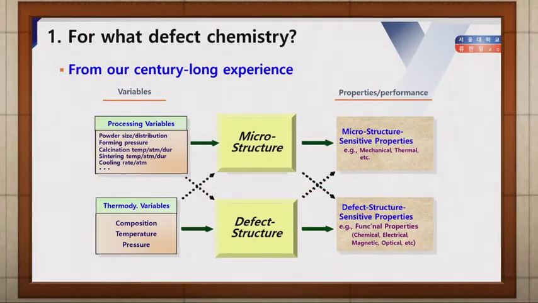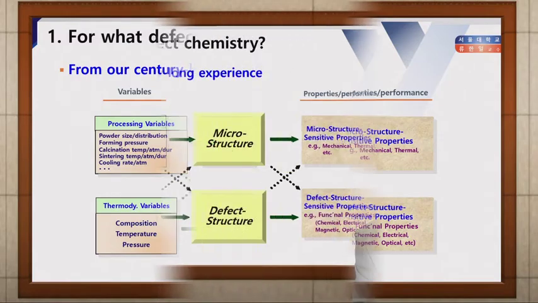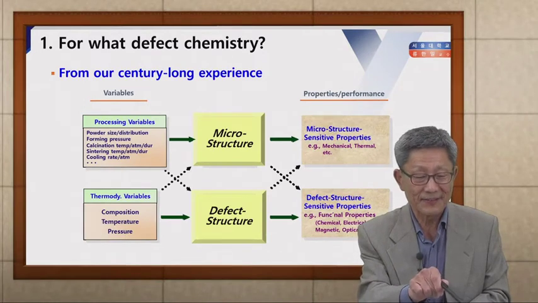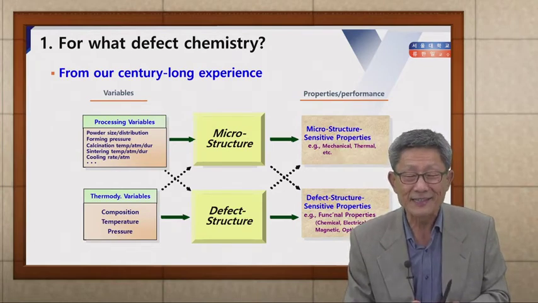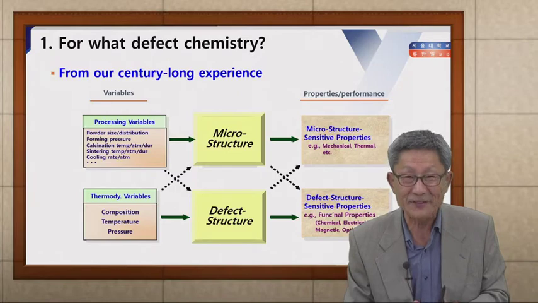not so directly, but implicitly or indirectly affects the microstructure properties. Even thermodynamic variables indirectly control the microstructure or affect microstructure to determine microstructure sensitive properties. Likewise, these processing variables also control the defect structure. But what I'm saying here is that defect structure is mostly controlled by thermodynamic variables. Okay? And all the rest of the variables can control the microstructure. So actually microstructure control is more difficult than controlling the defect structure.